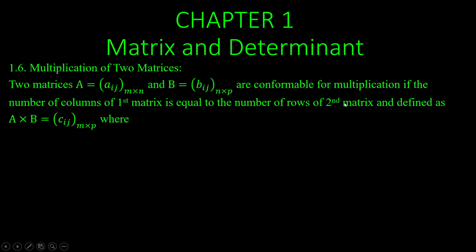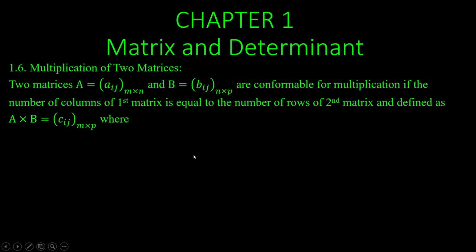Again, I repeat, the multiplication of the two matrices is possible when the number of columns of the first matrix is equal to the number of rows of the second matrix.